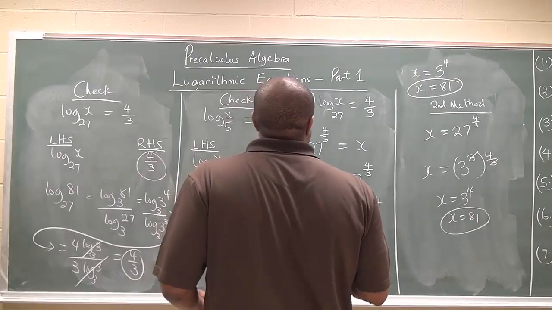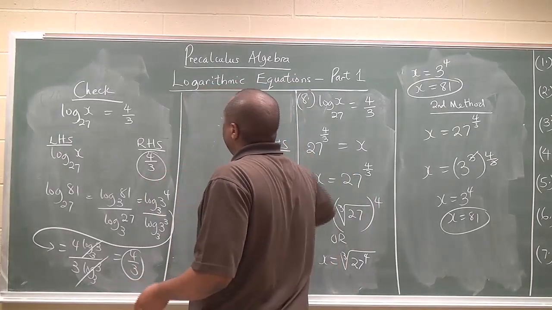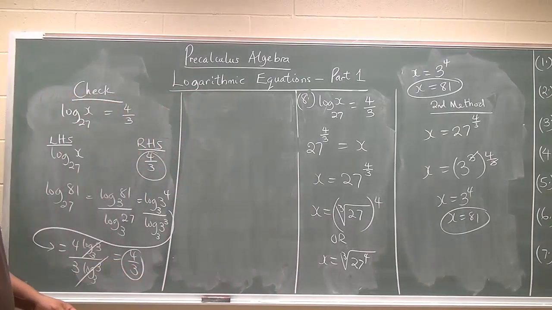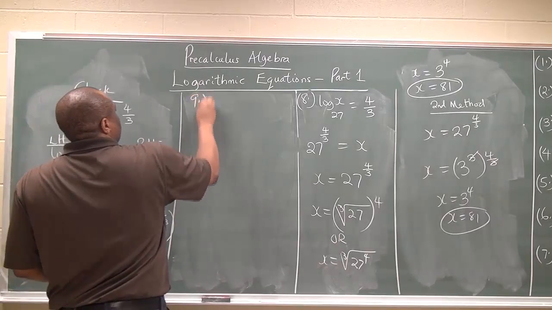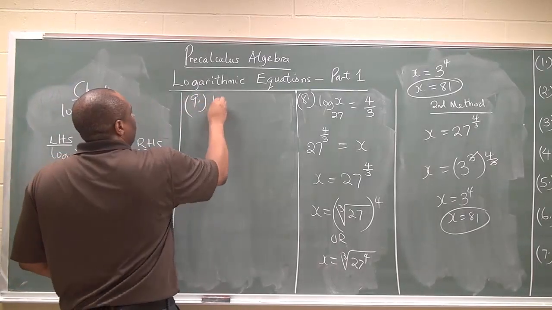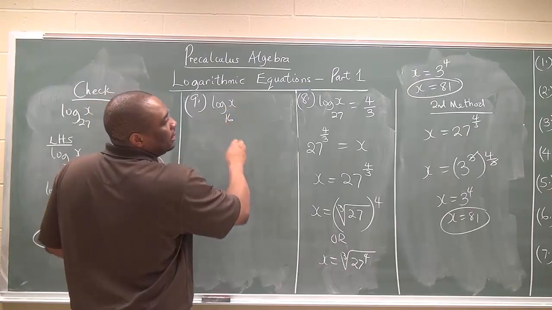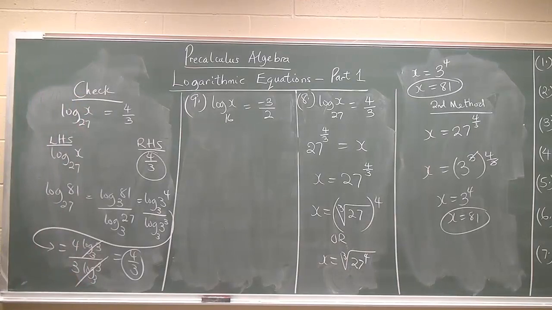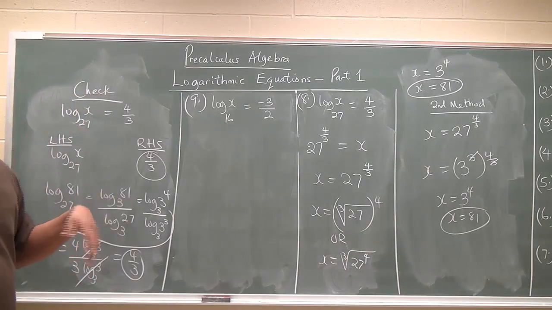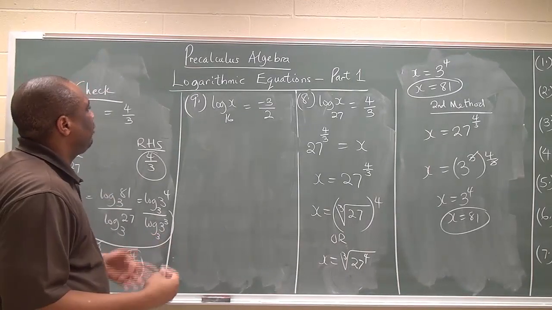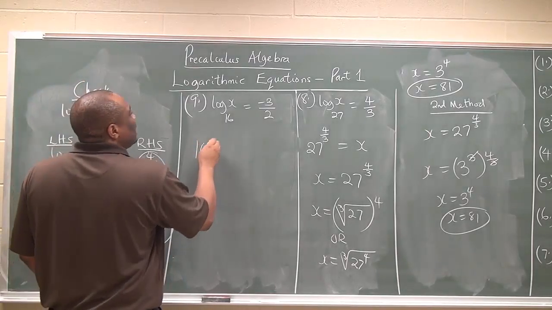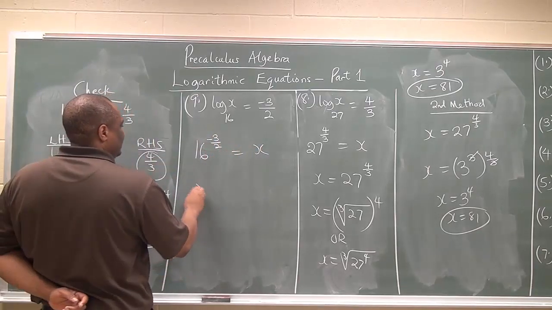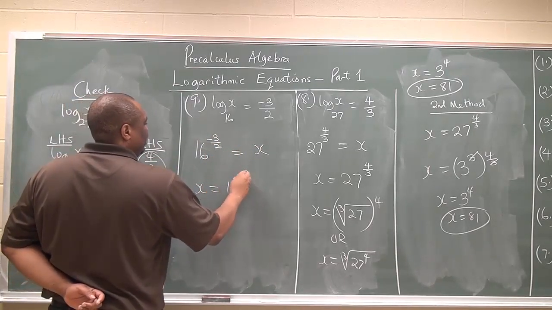Okay, the next one is question 9. Next one is question 9. You have log x base 16 equal to negative 3 over 2. So, using the relationship between exponents and logarithms, we see that 16 exponent negative 3 over 2 is equal to x. So our x is equal to 16 exponent negative 3 over 2.